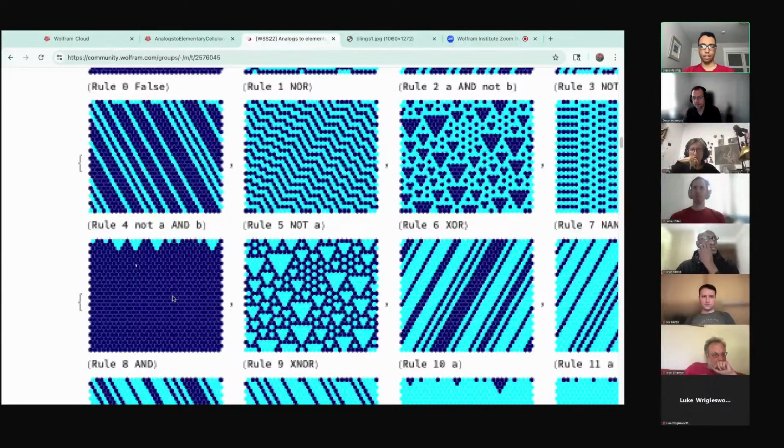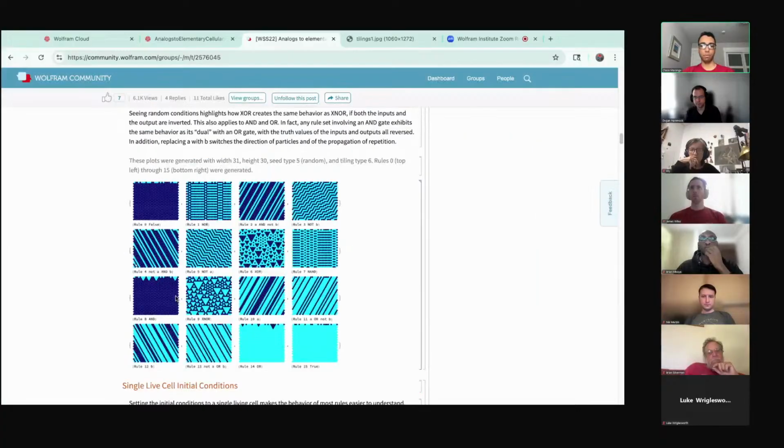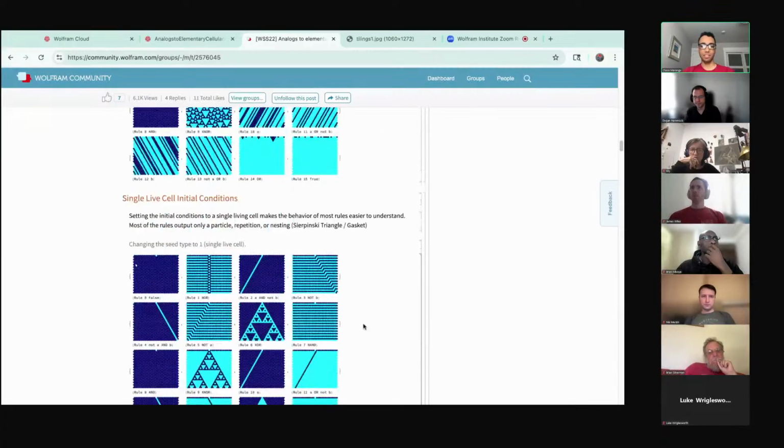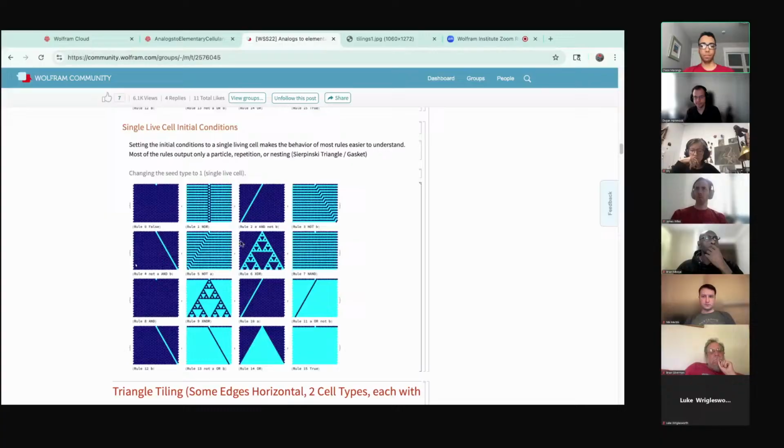Yeah, and that was one of my favorite ones that we made. And then this is the same thing, except instead of random initial conditions, we have a single cell initial condition, which is really fun because this was one of the first ones where we had gliders. They kind of just translate across each iteration and they don't grow or die. So that was interesting.